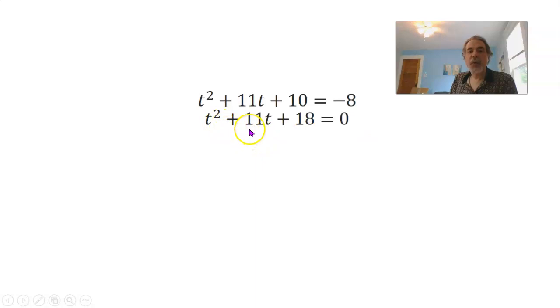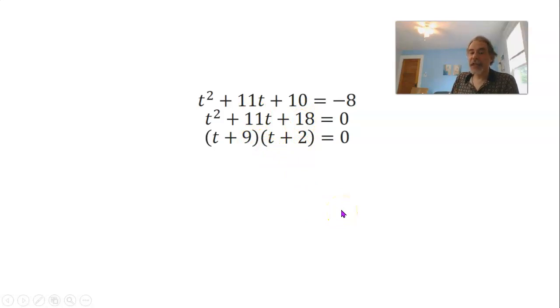Then I have t squared plus 11t plus 18 equals 0. Next, I'm going to factor this t squared plus 11t plus 18. If you want to pause the video and figure out what the factors are yourself, now I'm going to tell you what they are. This factors into t plus 9 times t plus 2. Notice t squared plus 2t plus 9t, there's your 11t, plus 18.